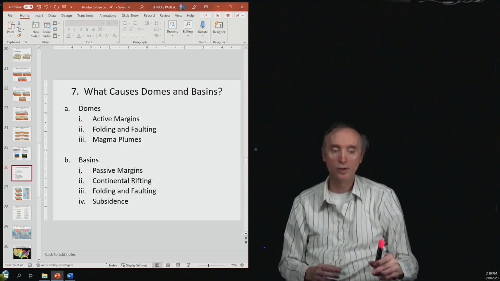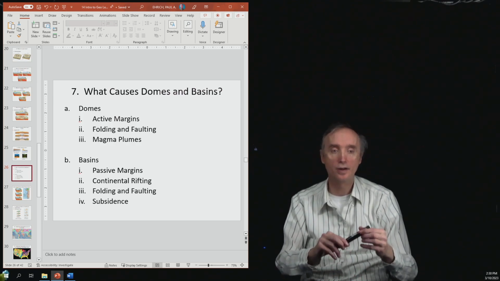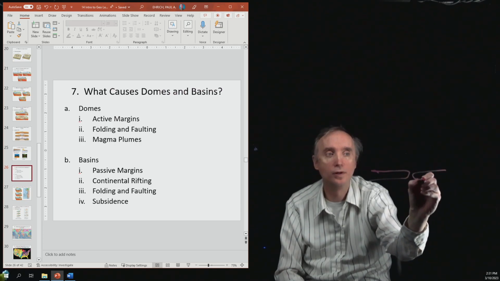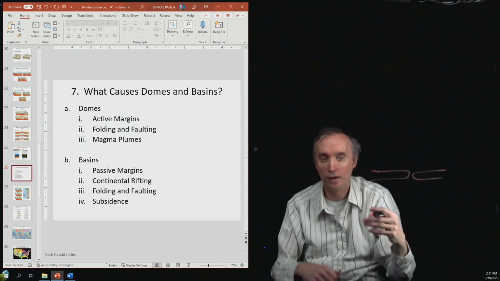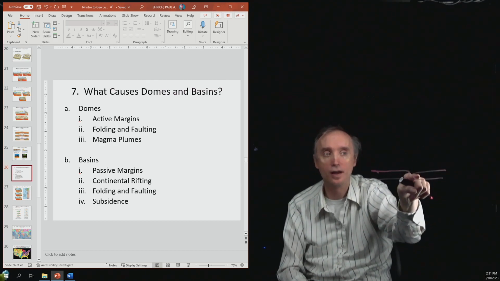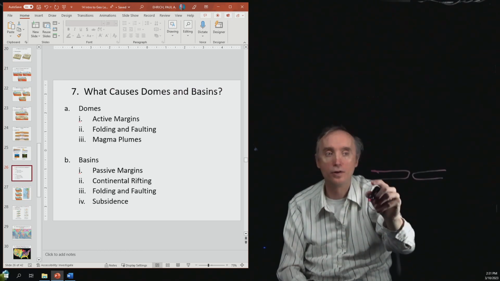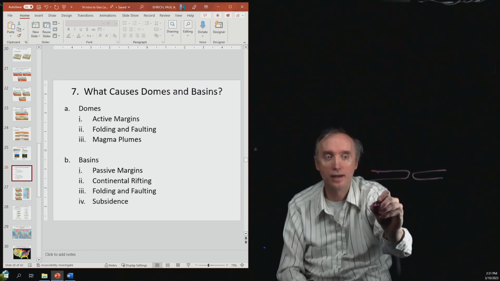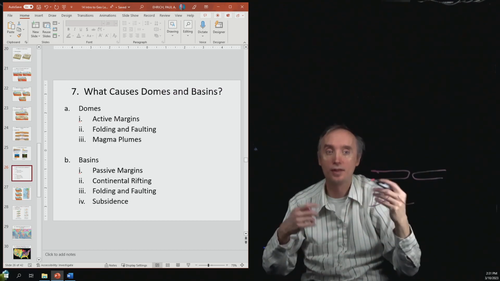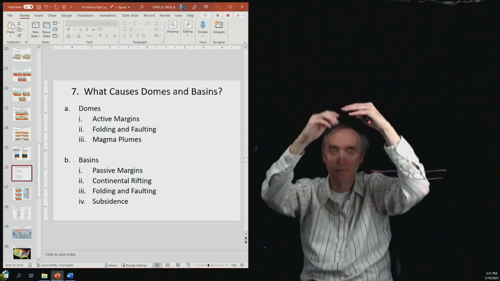So if you recall, in an earlier lesson we said that if you've got a plate that is colliding with another plate, whether it be ocean or continental, when those two plates are colliding, that's an active margin. So when those two plates come together, they can be pushed up like this, so that could form a dome where material is being pushed up.